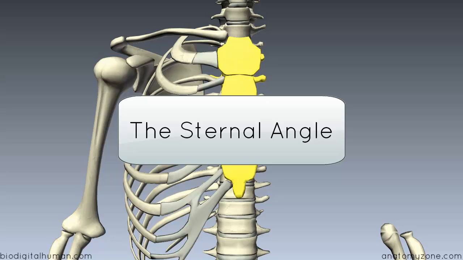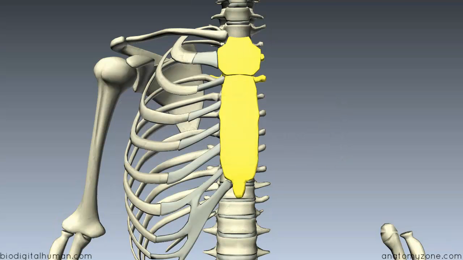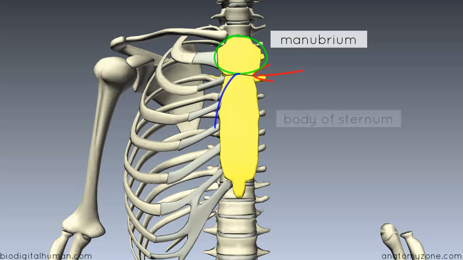Okay, so this is a brief tutorial just to look at some of the important structures which lie at the level of the sternal angle. So the sternal angle is this angle formed between the manubrium of the sternum and the body of the sternum.